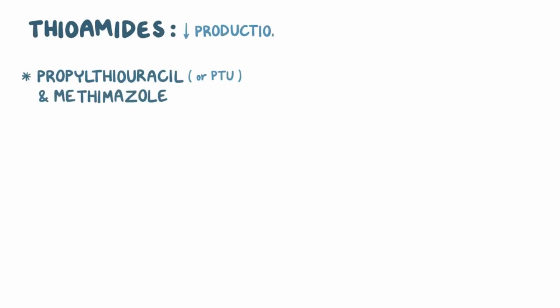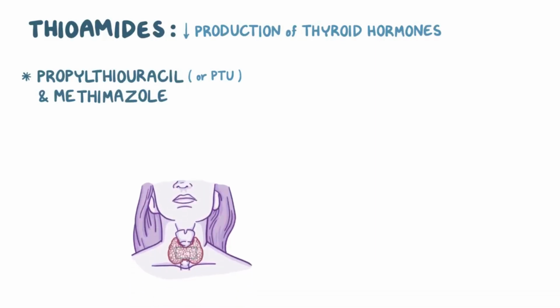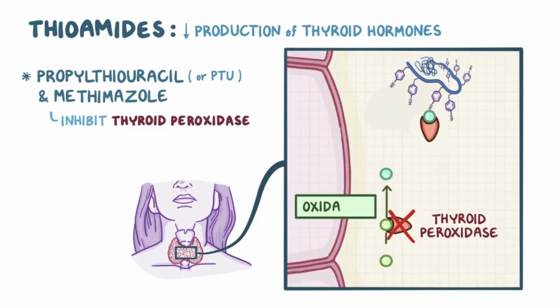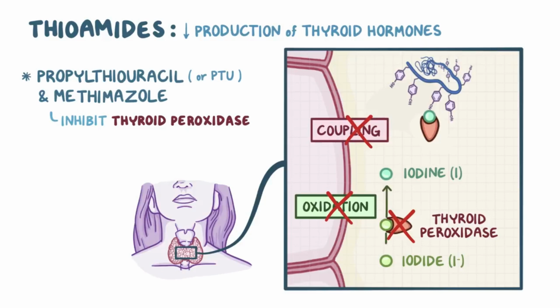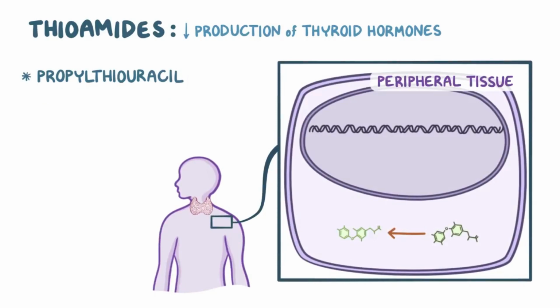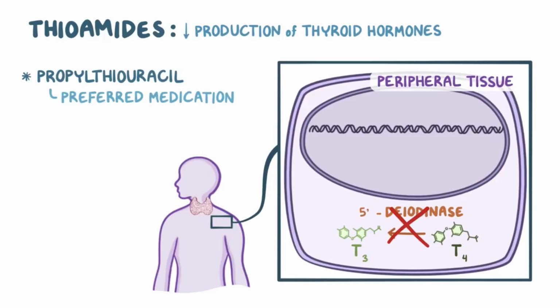use thioamides like propylthiouracil, or PTU, and methimazole to decrease the production of thyroid hormones. Both of these medications are given perorally and are absorbed by the thyroid where they inhibit thyroid peroxidase. This stops the oxidation of iodide ions into organic iodine, and the coupling of MIT and DIT to form T3 and T4. In addition, PTU also works in the peripheral tissue by inhibiting 5' deiodinase to block the conversion of T4 into T3, which makes it the preferred medication during thyroid storms.